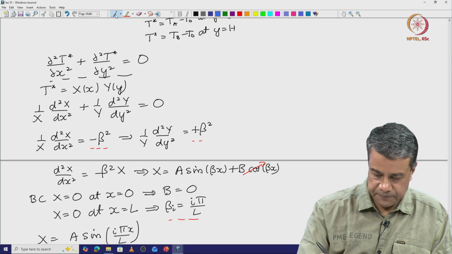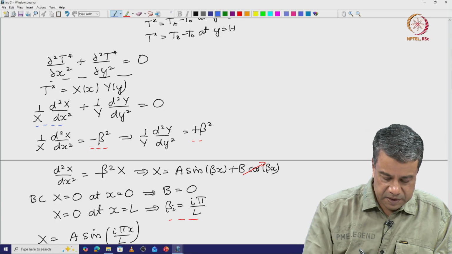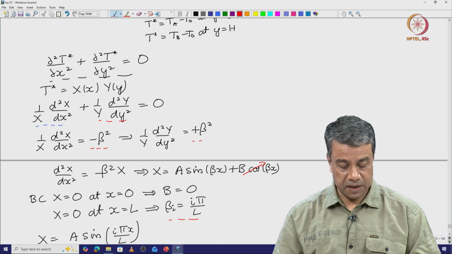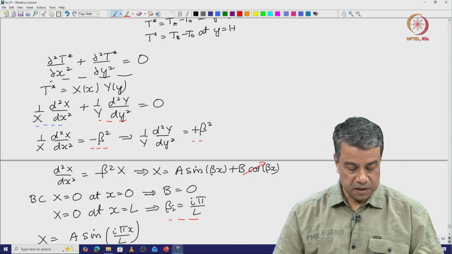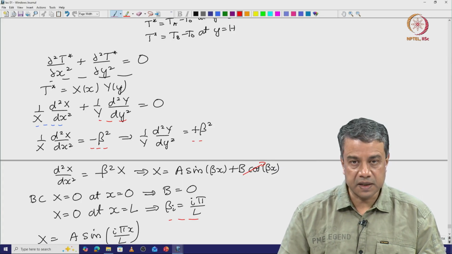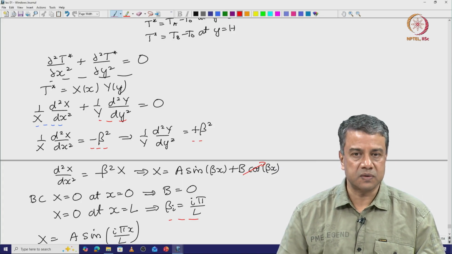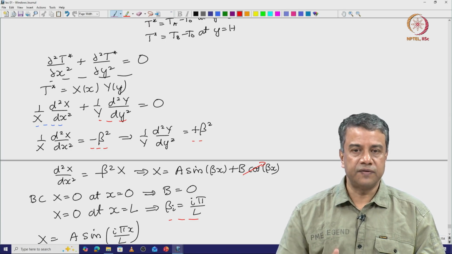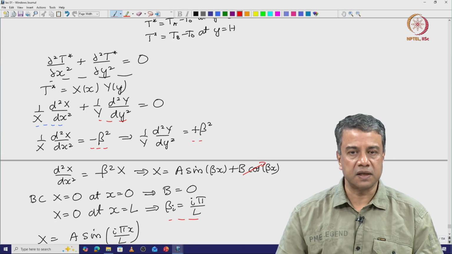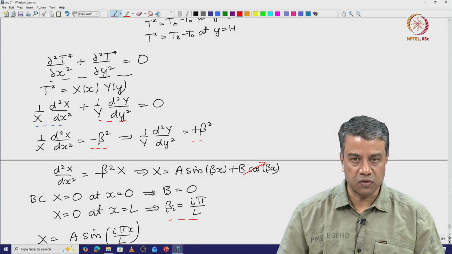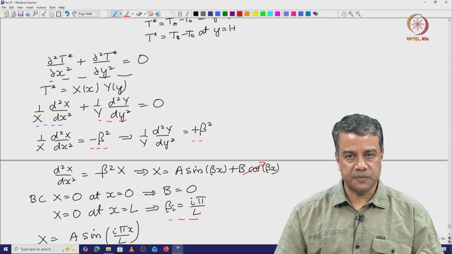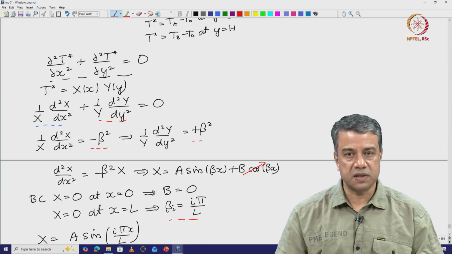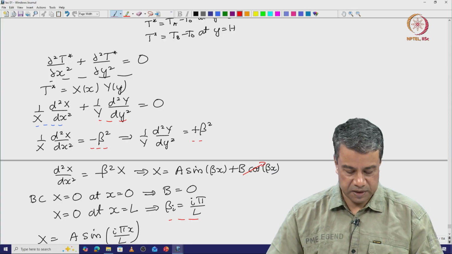I have two terms, one of them in the x direction, the other in the y direction. In the x direction is where I have the homogeneous boundary conditions. So, therefore, I have to write 1 by X d square X by dx square is equal to minus beta square, so that the solutions are of the sine and cosine form, and only if they are of the sine and cosine form can they satisfy boundary conditions on two boundaries. If they were not oscillating functions, if they were exponential, you could not satisfy the boundary conditions on both boundaries.